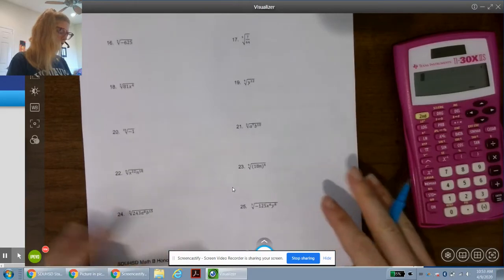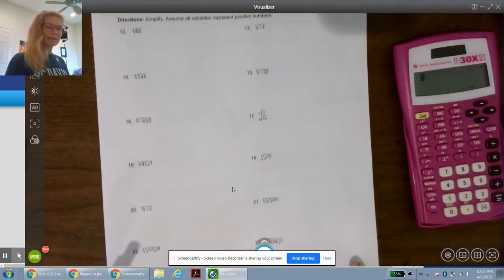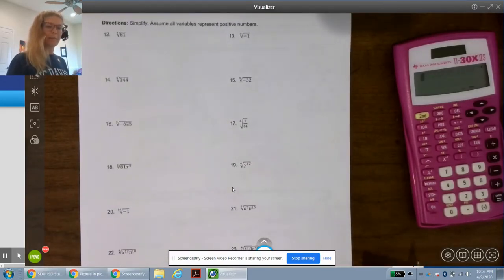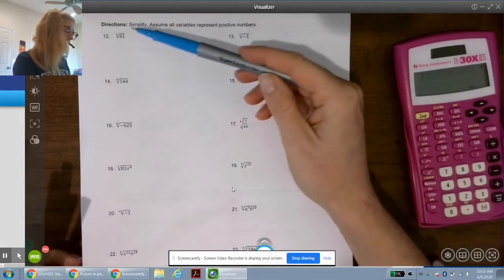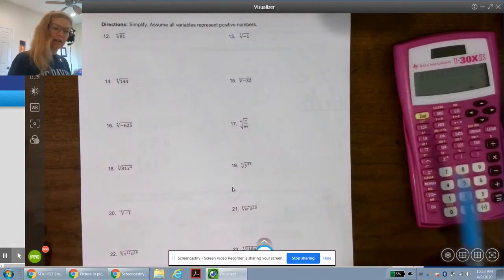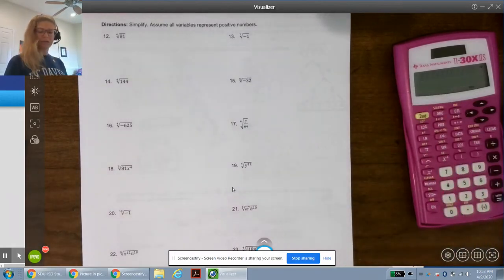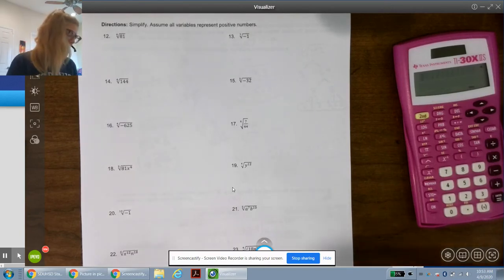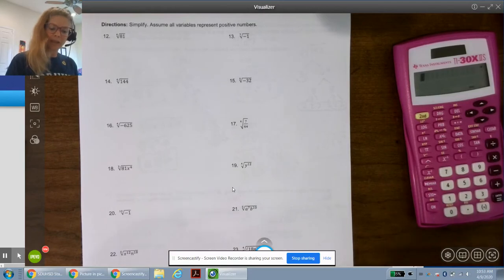Okay, so we have 12 through 25. We're going to be simplifying. We're assuming all the variables represent positive numbers. I'd like you to start working. You can work on the first half and then maybe check them with my video and then finish the second half. It'll probably take you about 10 to 15 minutes to finish this page, and we will go over the answers in just a second. So pause the video and we'll go over these answers in just a second.